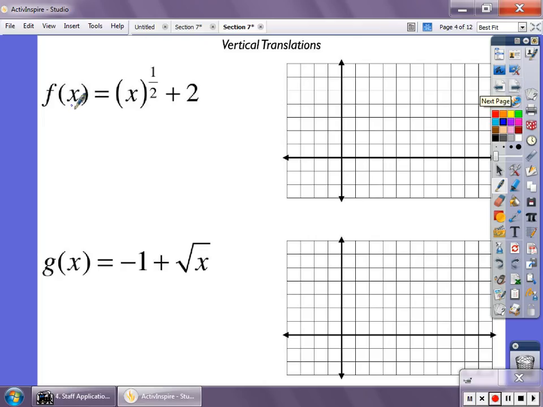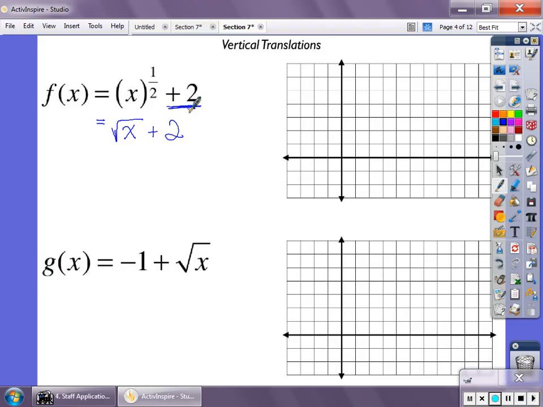Now for this we have f of x equals x to the 1/2 plus 2. Now don't be fooled by this 1/2 power. The exponent is 1/2. Remember, that is the same thing as the square root of x plus 2. Square root of x is the 1/2 power. Now I see what we're doing here is we're adding on the outside. And so that's a vertical shift up in this case.